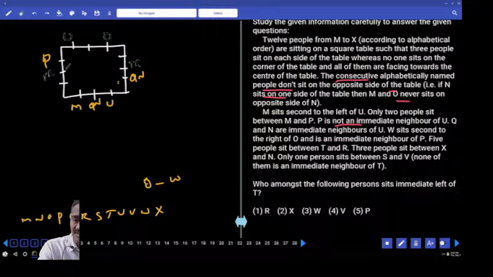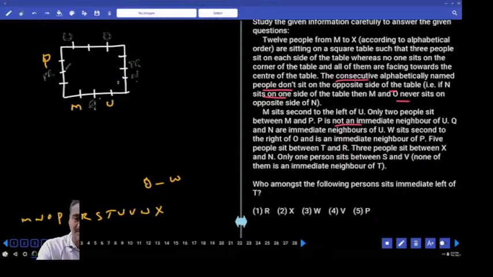And there must be exactly 3 people between X and N. In between X and N, there must be exactly 3 people. We cannot have N at this place. Why? Because O is opposite to that one. Hence, as we cannot have N here, N is here. And if N is here, who is this person here? Q and N are neighbors of U, so Q will be at this place.